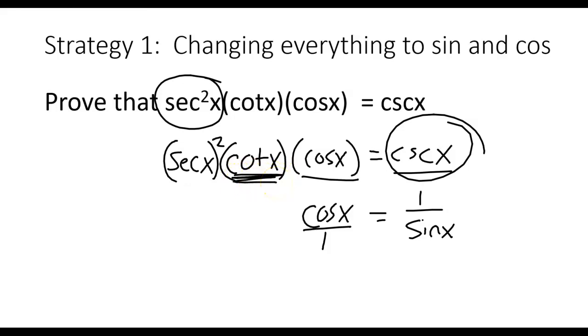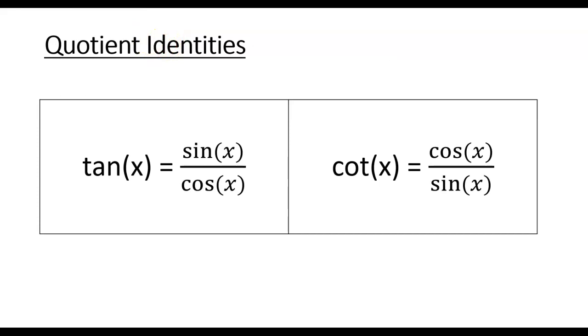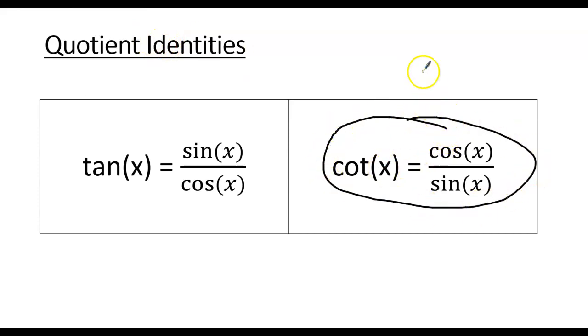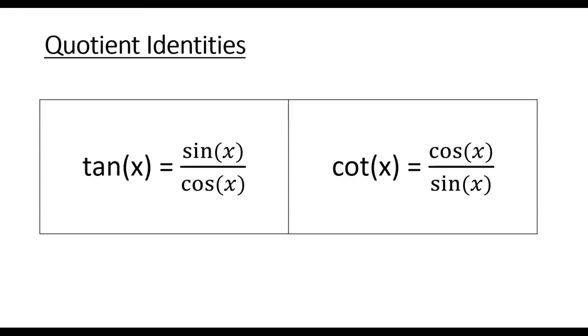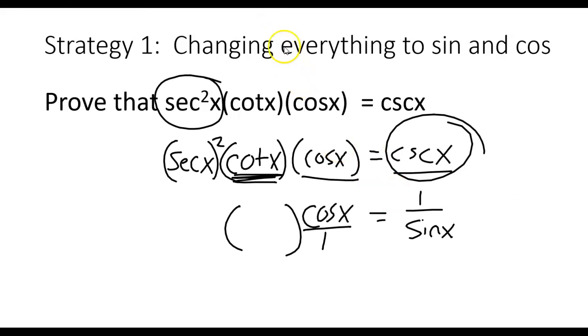We don't want cotangent. So let's rewrite that. So why don't you guys look at the list of identities that you've written down today and see where does it say that cotangent is equal to something with a sine and a cosine in it? Take a look and see if you guys can find it. If you guys look at this slide here, you can see that cotangent is actually equal to cosine over sine. And that's the one that we're going to use. So I'm going to replace cotangent with cosine x over sine x, just like that.